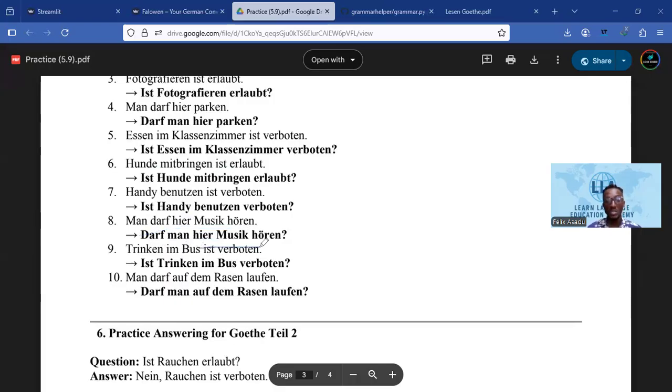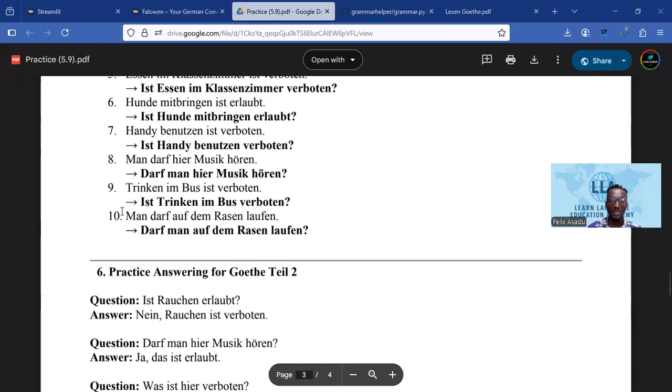Trinken im Bus ist verboten. So we bring the ist here. So ist trinken im Bus verboten. That means that is drinking in the bus forbidden. And number 10 is man darf auf dem Rasen laufen. And it's going to be darf man auf dem Rasen laufen. So this one is going to be the question.